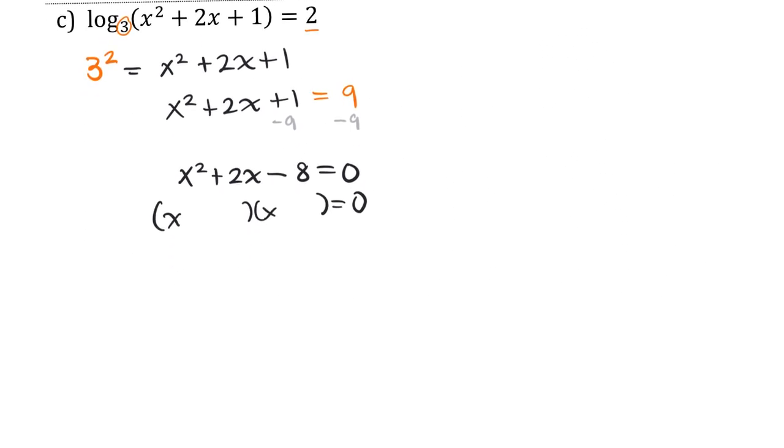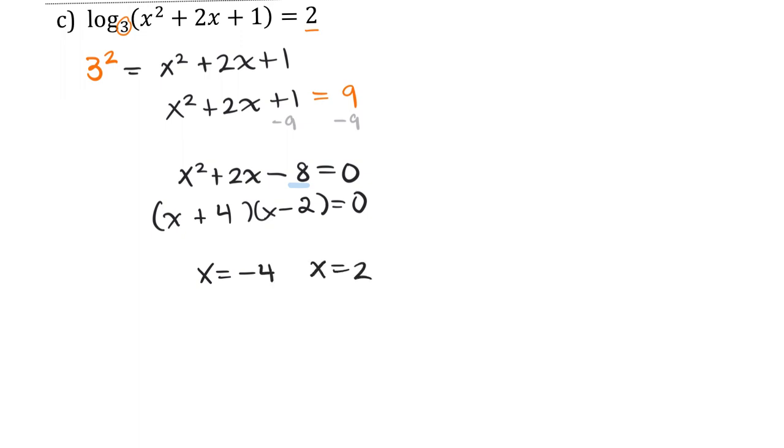Okay, to factor, let me look at the last term. What do I multiply to get 8? 4 times 2. One of them has to be positive, one negative. It has to add up to positive 2, so it must be positive 4 and negative 2. So my answers are x equals negative 4 and x equals 2.